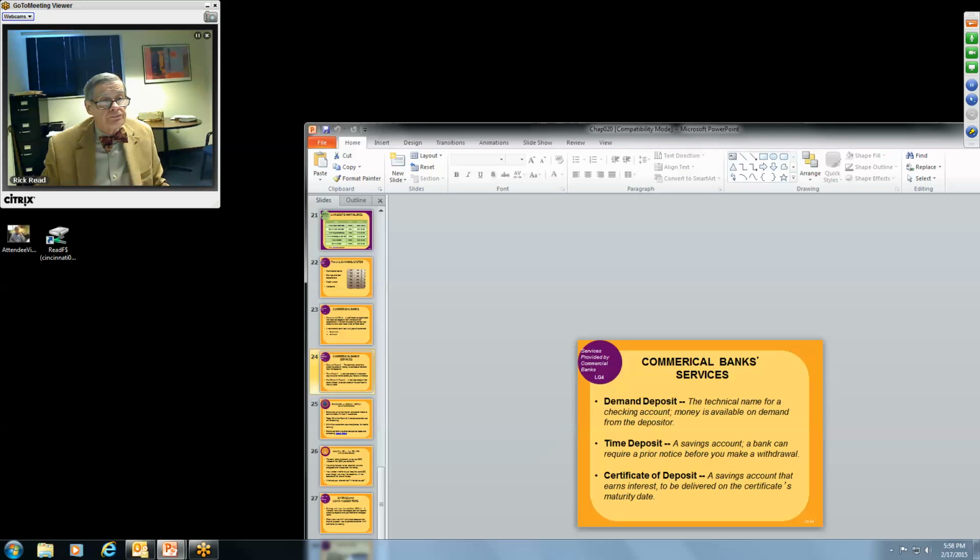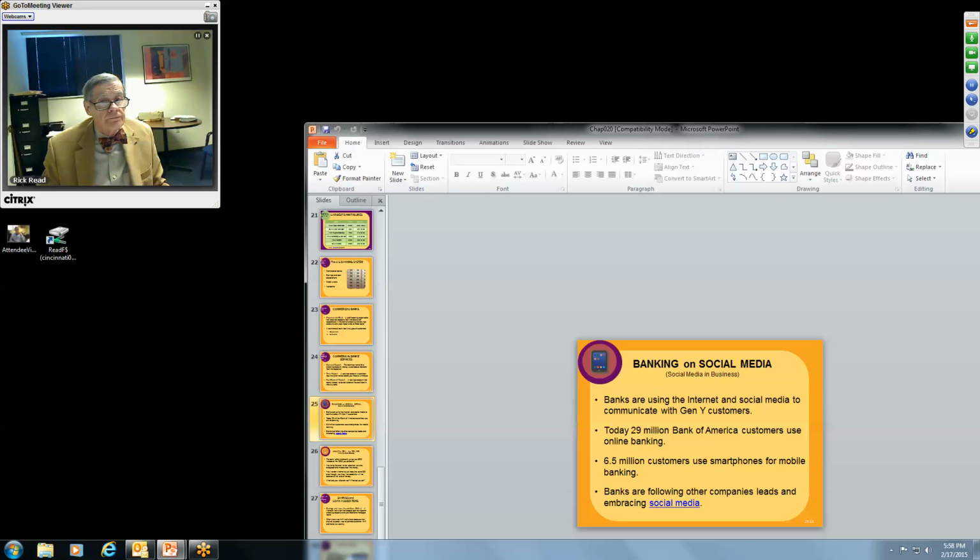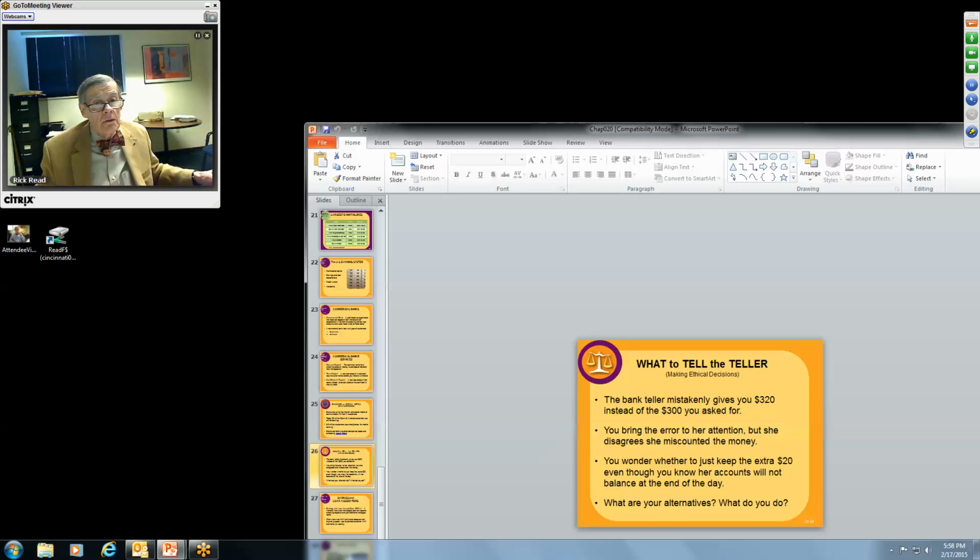Now, this is just what banks are trying to do, get customers to do online banking. We're not going to talk about that to any great extent. This is a Making Ethical Decisions box on page 565. Again, it's not something you have to do. I always recommend that you look at these.